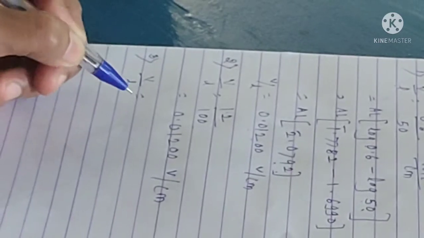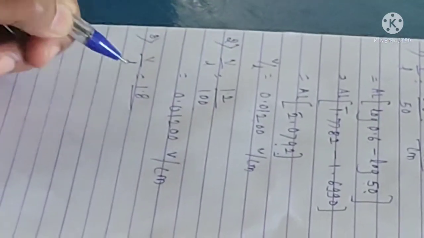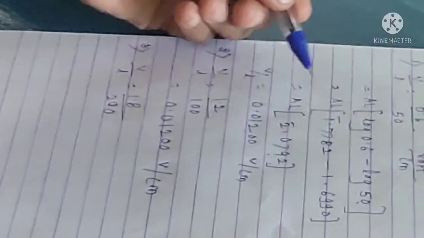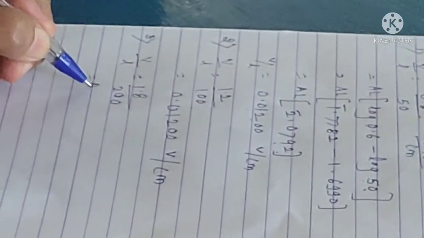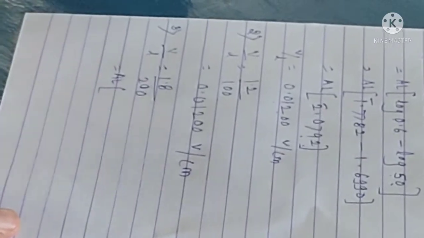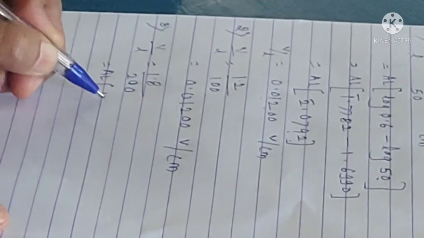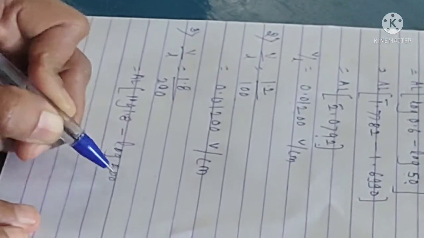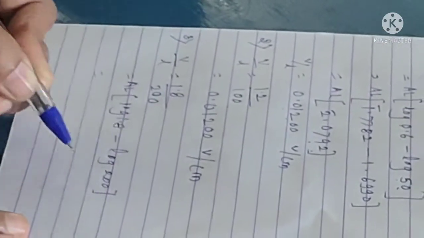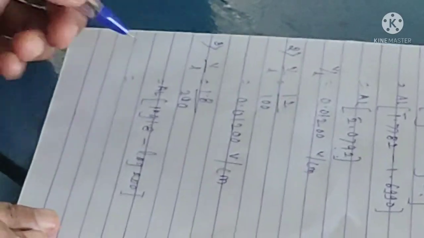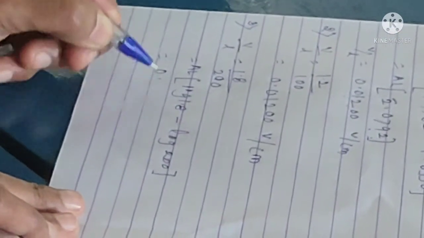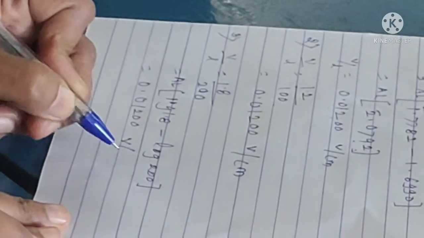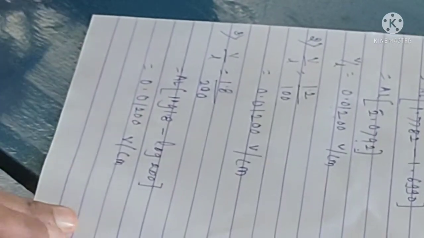Calculation number 3 is again calculated the same way: V by L is equal to 1.8 divided by 200. Follow the same steps, log of 1.8 minus log of 200, and finally the answer is 0.01200, and the unit is volt per centimeter.